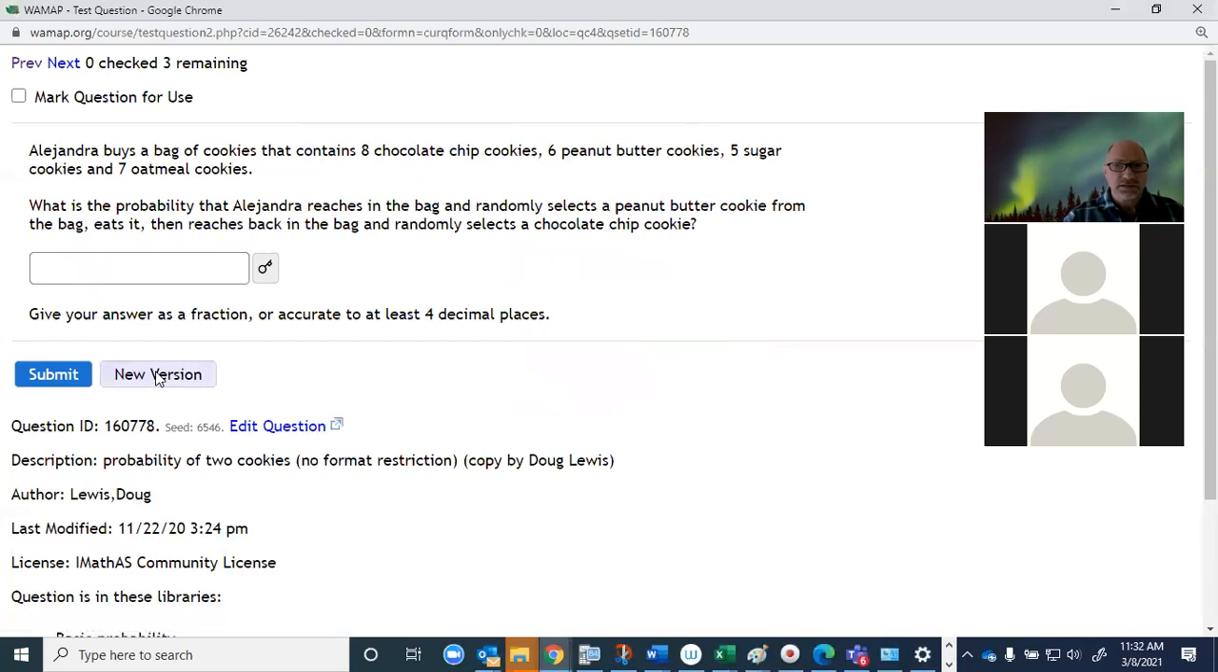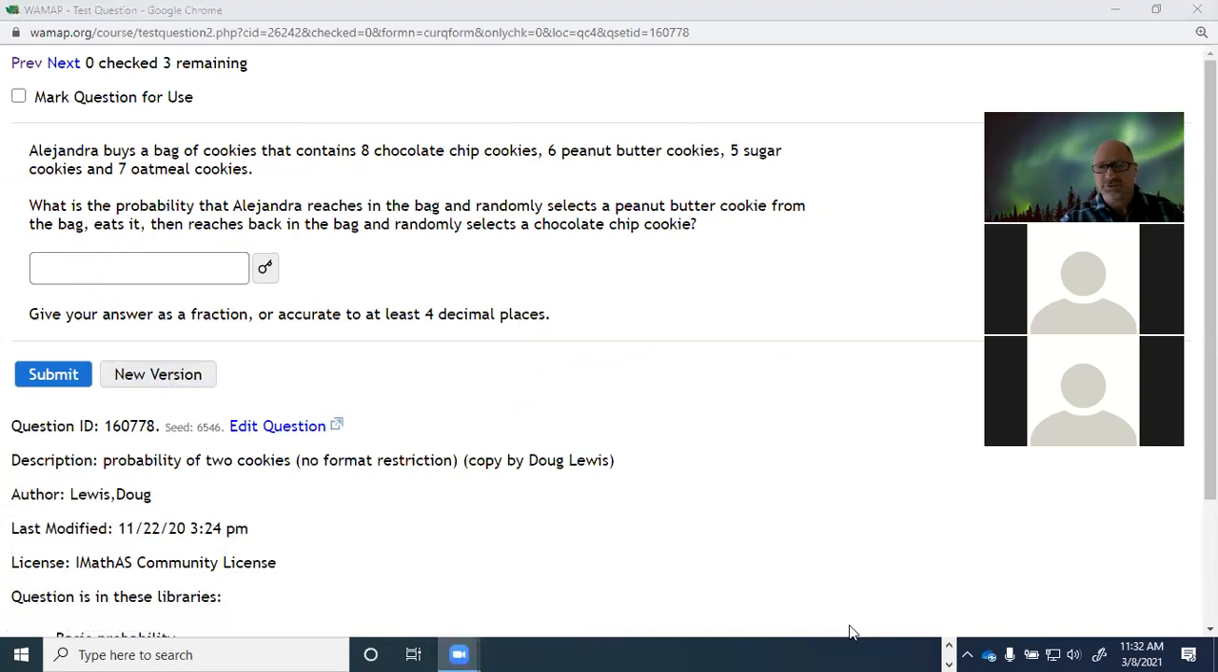version. Okay, we've got a different number of cookies here, 12, 14. So I'm going to pause this for a minute. Pause your video, and try and do that problem.